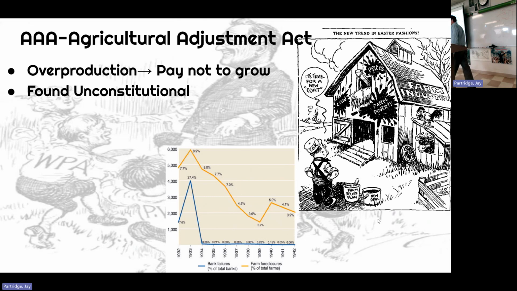The AAA is also on that list. And this would pay farmers to not overproduce. So remember, farmers' prices were dropping because of overproduction. And it too would be found unconstitutional because it charged food processors for the tax. It did though have an immediate effect. Here are farm foreclosures in 1930 or 32, and they dropped dramatically throughout the 1930s. So this was an effort to do something about overproduction.